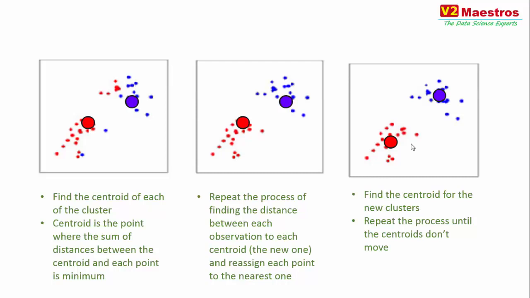But this is the basic mechanism in which k-means clustering works. Finding the centroid, assigning points to the centroid, and then reassigning them, and this process keeps going on. So this is your clustering process, how k-means clustering works.